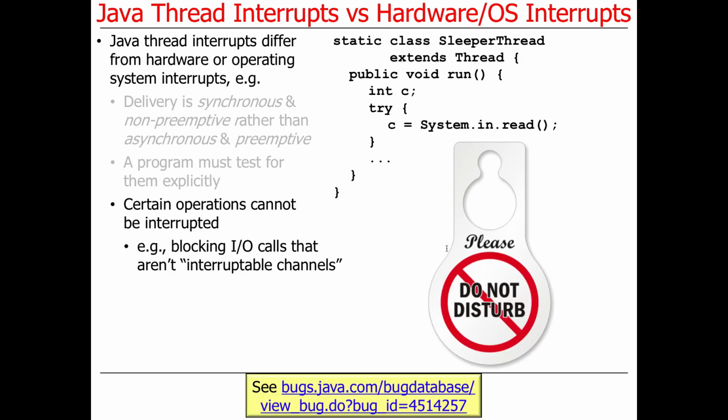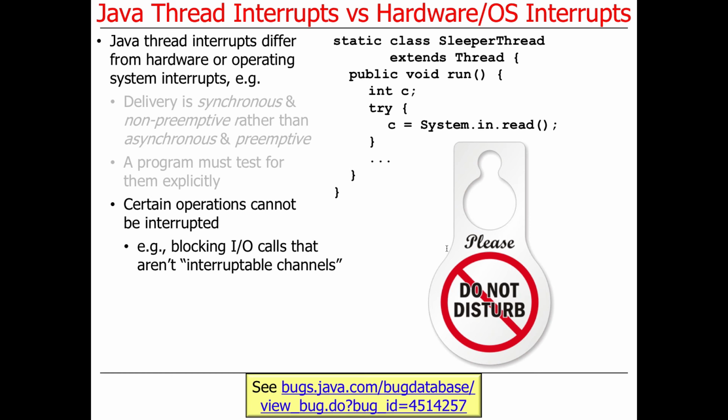Now here's something else that's really annoying and bizarre. Certain operations in Java cannot be interrupted, which is just maddeningly crazy. In particular, blocking I/O calls that aren't made on interruptible channels. And here's a good example. This is a very, very simple example.